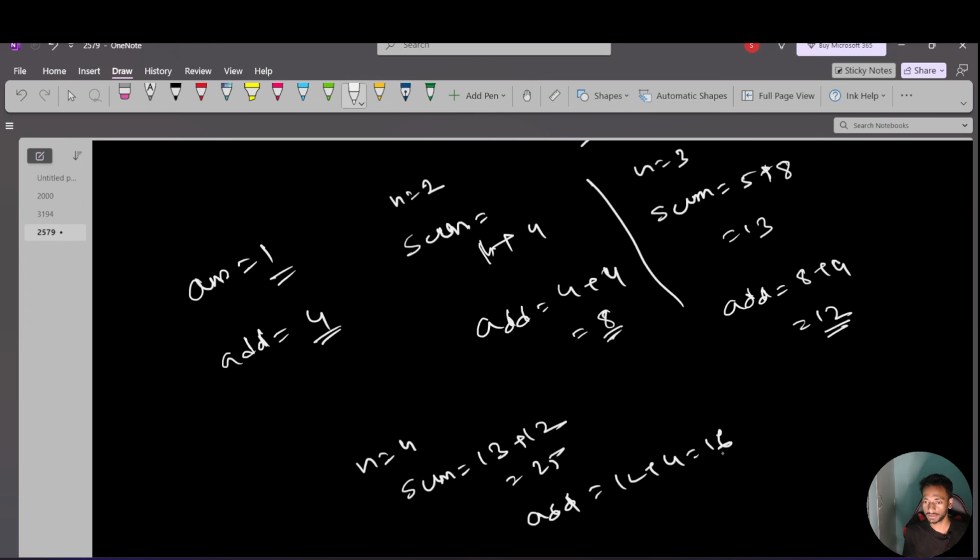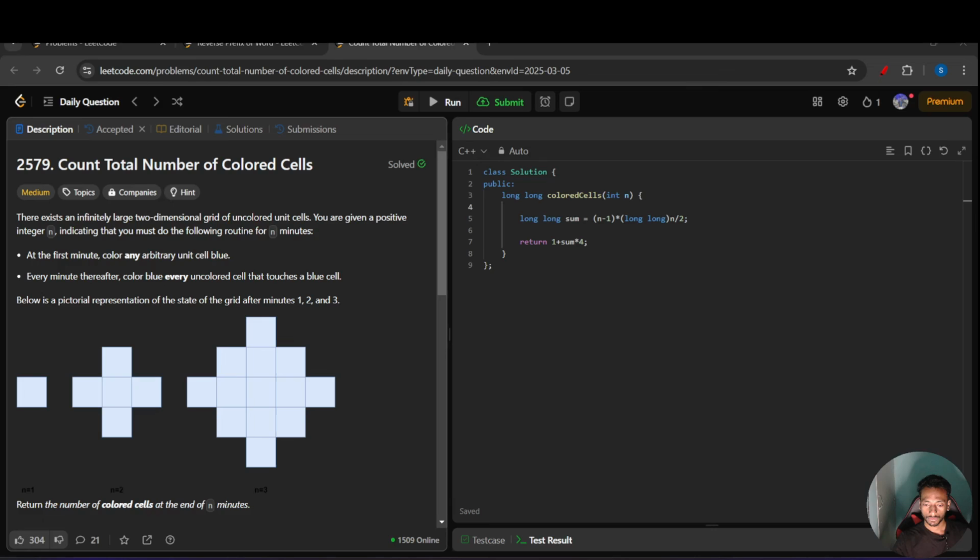You can also use this approach until we reach n is equal to whatever the input is. We will run a while loop, and we will add the current total number of cells into our sum or answer variable, and also adjust the new number of cells that will be added for the next run. For the next minute, you have to adjust that also. Correct? Got it? Now go to the code.